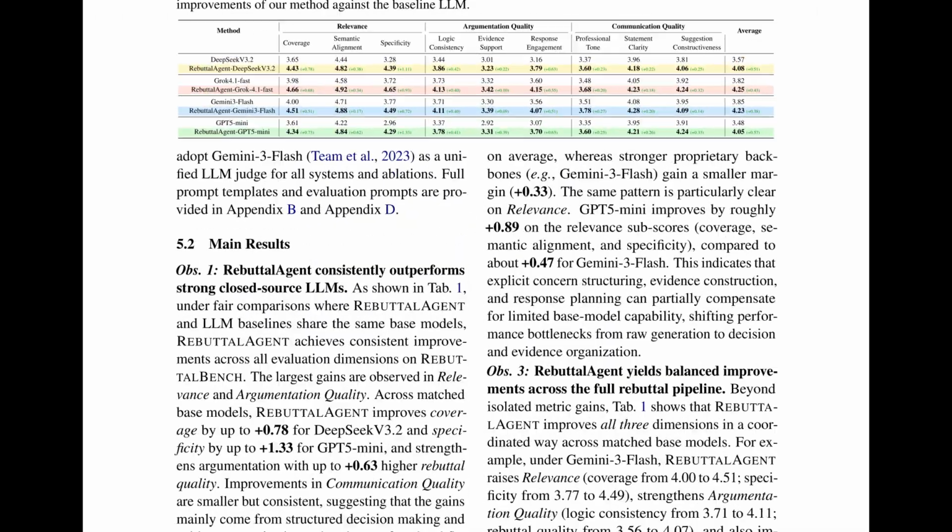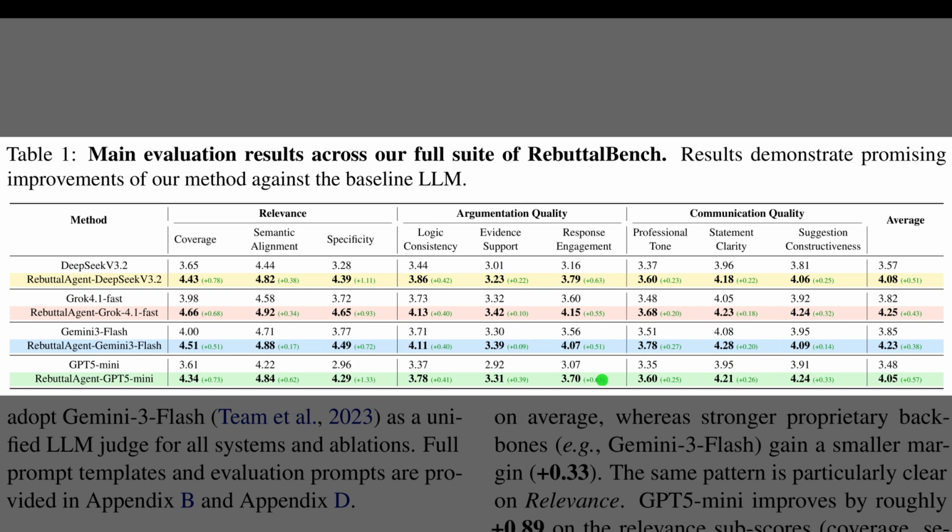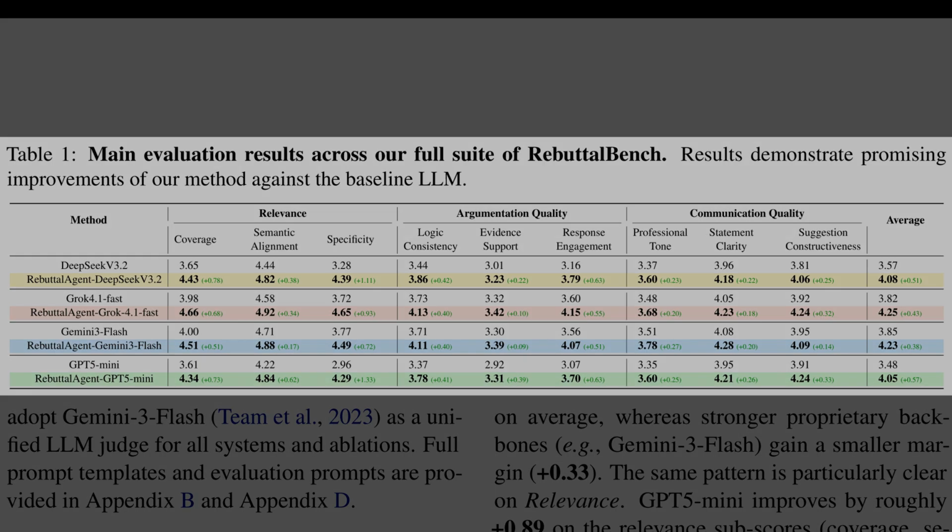So, with the metrics defined, Table 1 presents the main performance outcomes. The rows group 4 state-of-the-art models, comparing each base model against its rebuttal agent counterpart. Across the 3 key categories, relevance, argumentation, and communication, we see consistent improvements marked by the green positive deltas. For instance, notice how the rebuttal agent framework boosts GPT-5 Mini's specificity by over 1.3 points. This confirms that the structured planning approach significantly helps models, especially smaller ones, anchor their arguments more effectively.